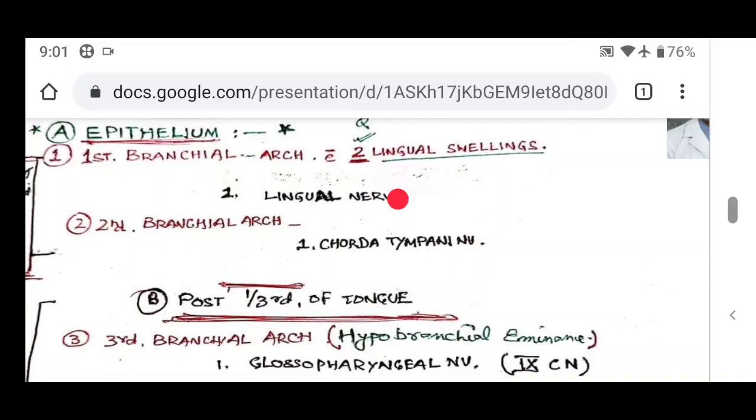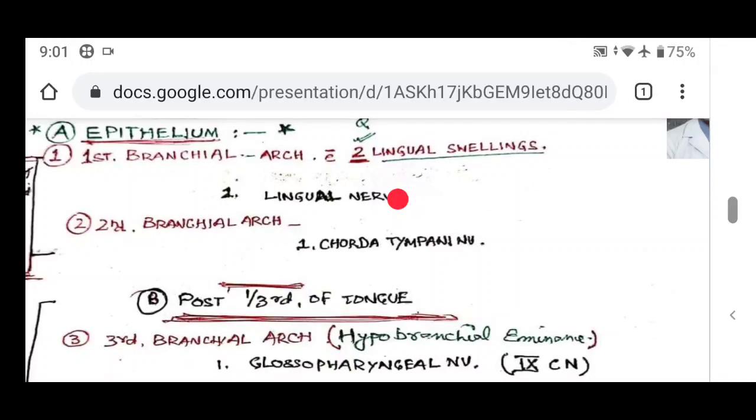Second branchial arch: the epithelium of the anterior 2/3 portion of the tongue develops from this second branchial arch and the first branchial arch. The concerned nerve of the second branchial arch is the chorda tympani nerve.